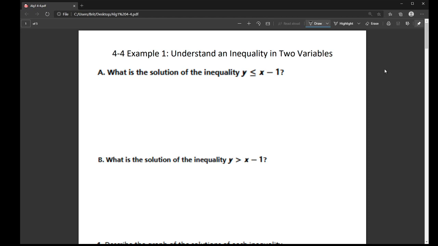In this video, I'm covering example 1 from section 4-4 in the SavvasRealize Algebra 1 textbook. So in this video, we are looking at understanding an inequality in two variables.